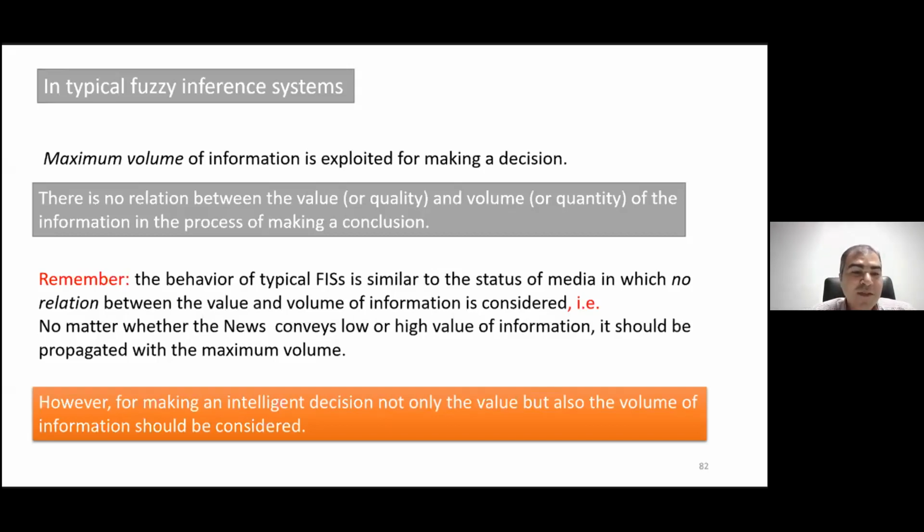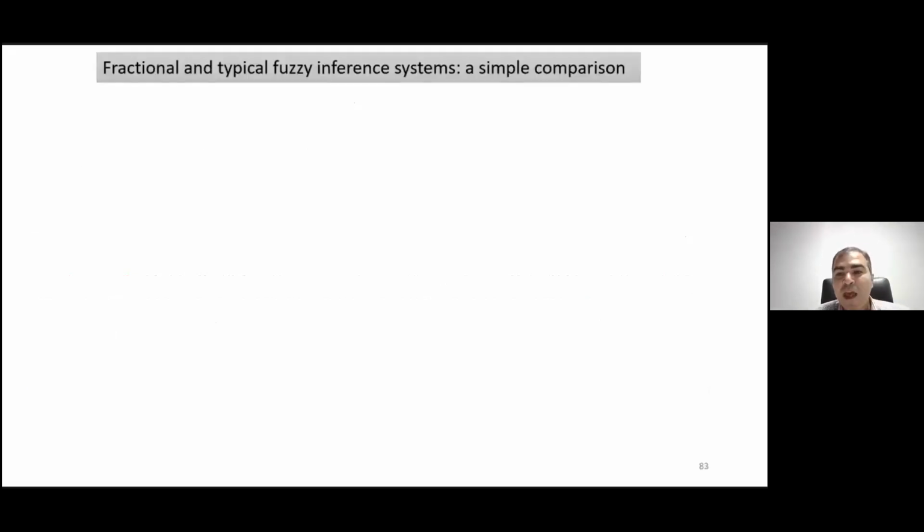So it means that no matter whether the news conveys low or high value of information, it should be propagated with the maximum volume. However, for making an intelligent decision, not only the value, but also the volume of information should be considered. Here, I'd like to show you a simple comparison between the typical and fractional fuzzy inference systems in cases that may happen in our life.